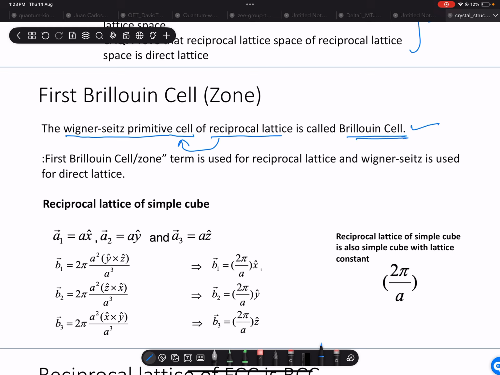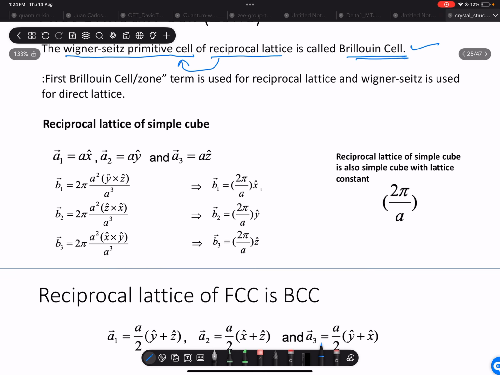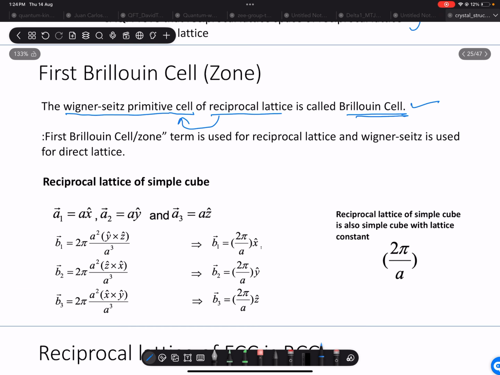You may say, okay, a lot of things, but is it essential? Yes, it's very important, and we will see why it is such a big deal. When you construct the reciprocal lattice space, it is also a Bravais lattice. In the reciprocal lattice space, each point has the same environment. So if you take a simple cubic, these are the primitive lattice vectors A1, A2 and A3. These are the reciprocal lattice vectors.